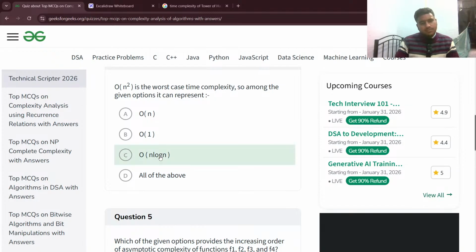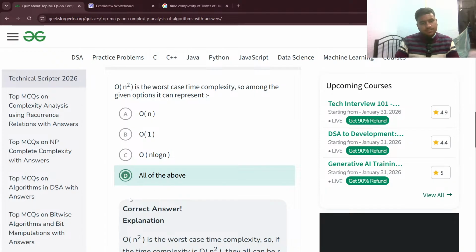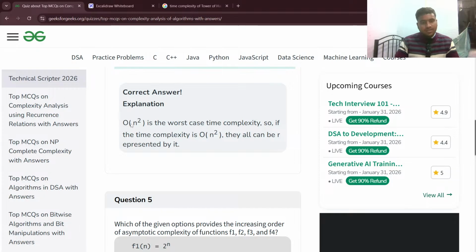Actually, all of them are the correct answer. Why? Because this is the worst case complexity. Then we can choose any of them. Big O of n square is the worst time complexity, so if the time complexity is big O of n square, they all can be represented by it. That is good.